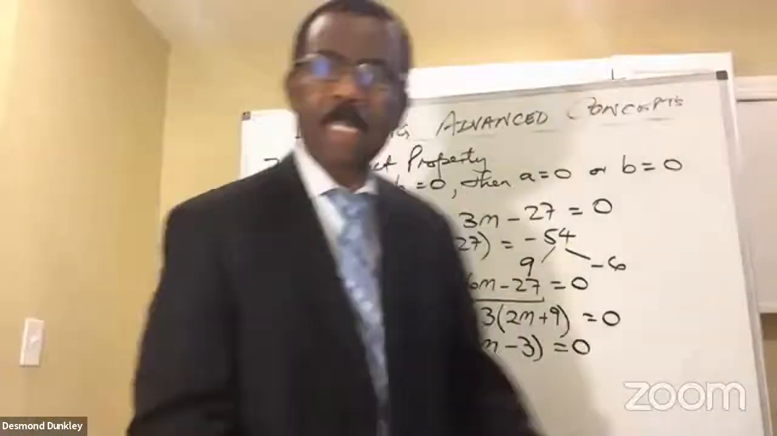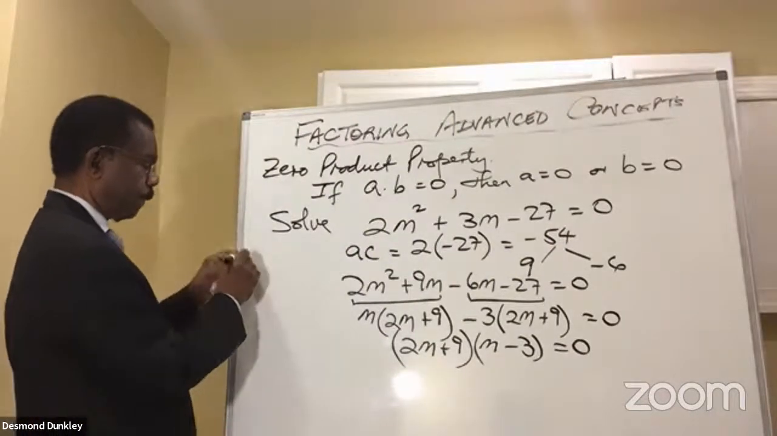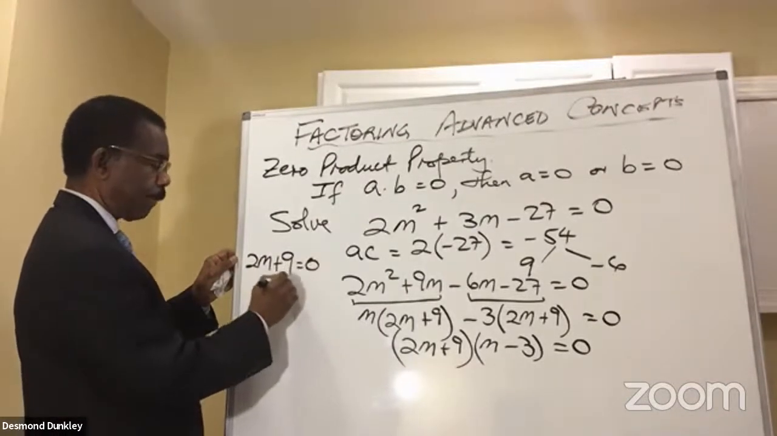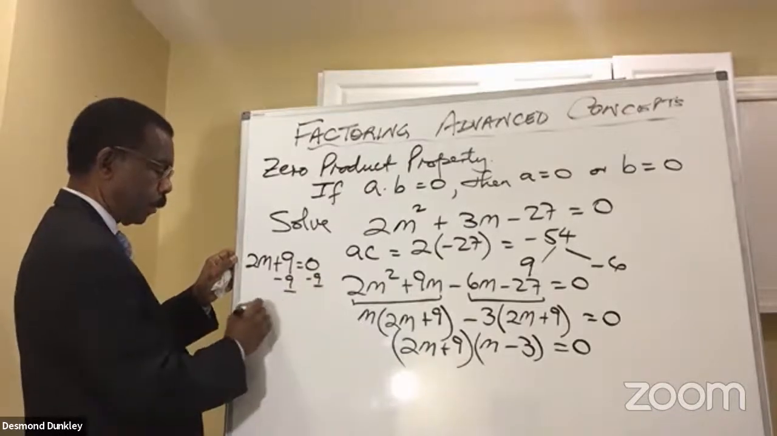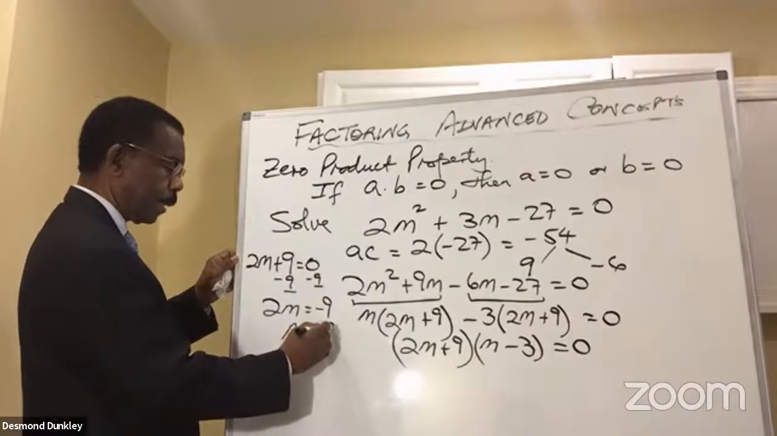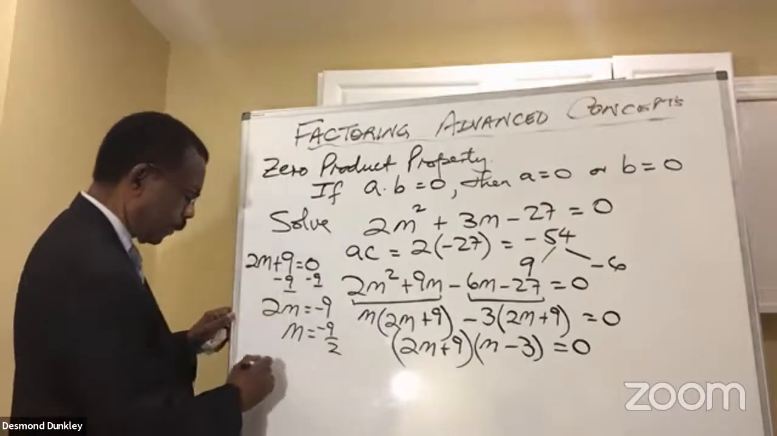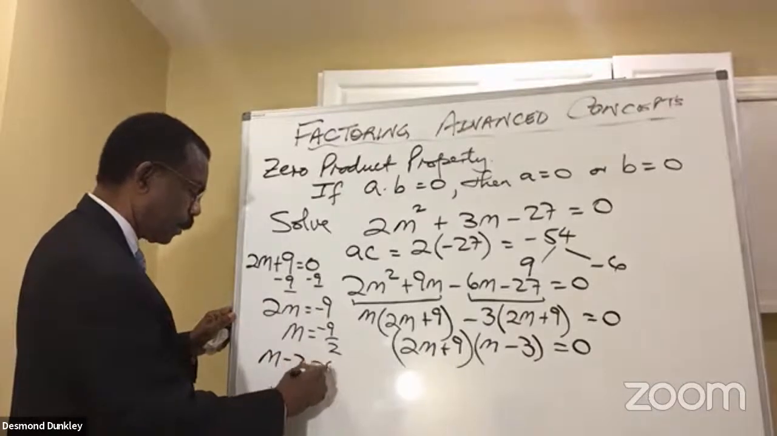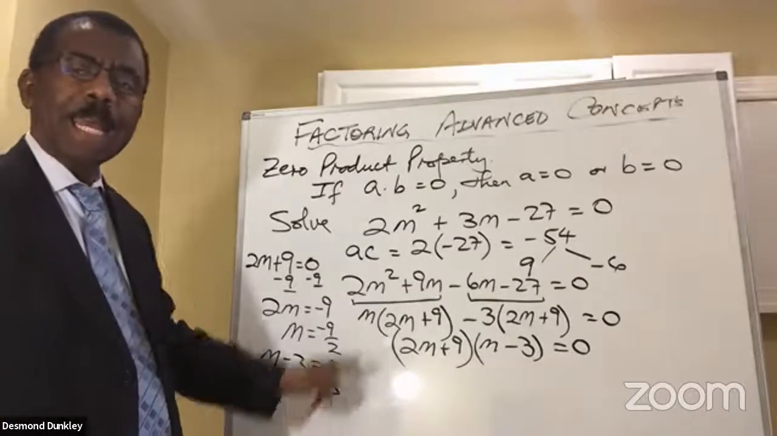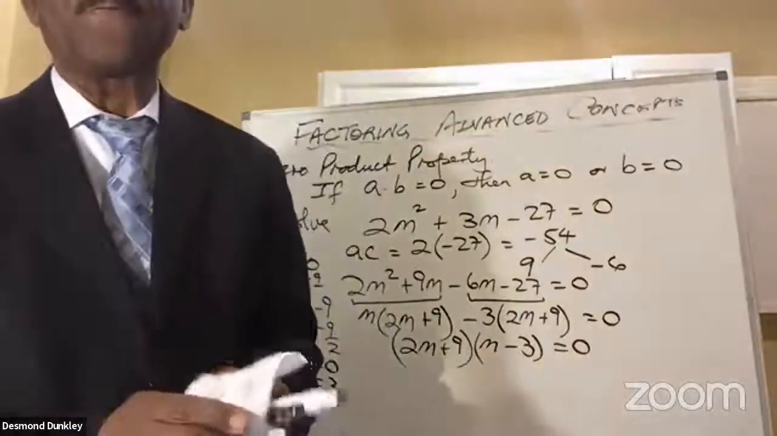You can see, right here I can put 2m plus 9 equal to 0. Subtract 9 from both sides. 2m equal to -9. So m is -9/2. And for the other one, m minus 3 equal to 0, so m equal to 3. So our two answers are 3 and -9/2. And that was what I wanted to share with you for that part.